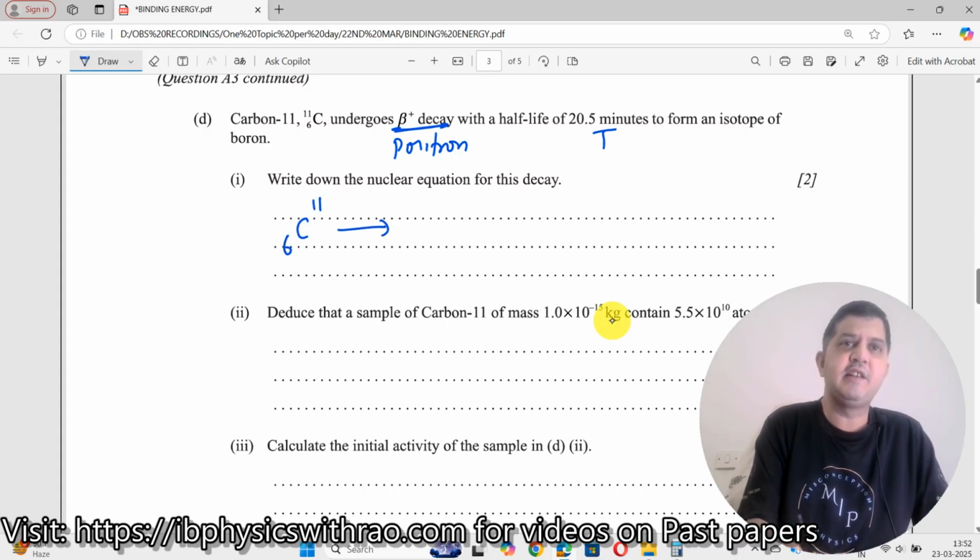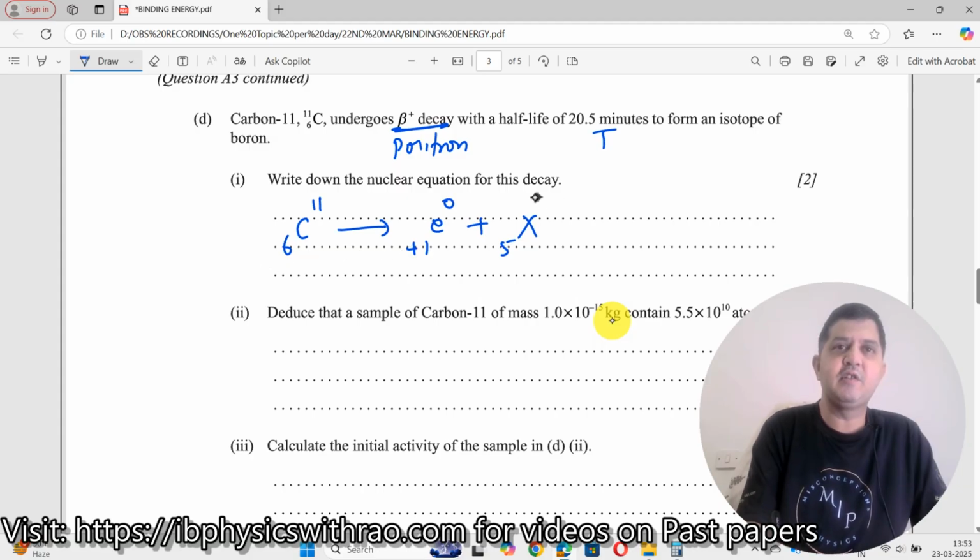6C11 gives rise to a positron, which is +1 e0, a positive electron. If I put +1 over here, then what should I get over here? I will get some X over here. If this is 6, this should be 5, so that 5 plus 1 becomes 6. And here you should have 11. 11 plus 0 becomes 11.